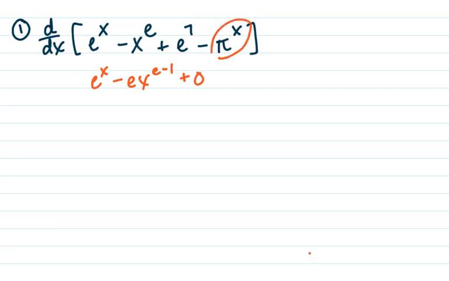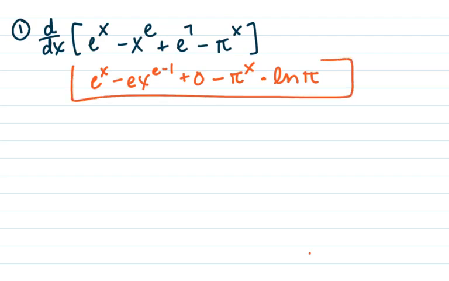And then again, here the x is in the exponent, so this is an exponential function. So it's going to be its own derivative times the natural log of that base. And here we have our beautiful answer.